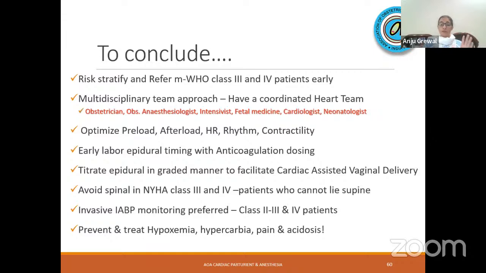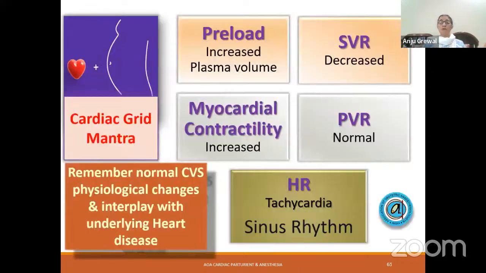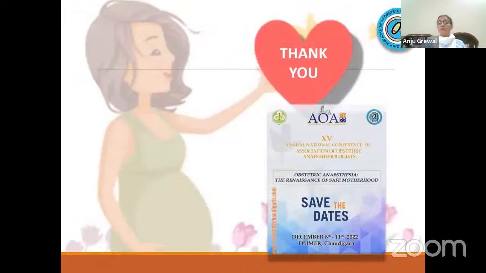And of course, we need to remember to prevent and treat hypoxemia, hypercarbia, pain, and acidosis. So remember your 5 pillars of what to prevent and treat, and the 5 areas that you need to optimize. Remember, whatever your underlying pathology is, it is going to be superimposed by the pregnancy-associated cardiovascular changes. That is an interplay that you need to keep as near normal as possible while you anesthetize or give analgesia to these mothers. Thank you all for a very patient hearing.